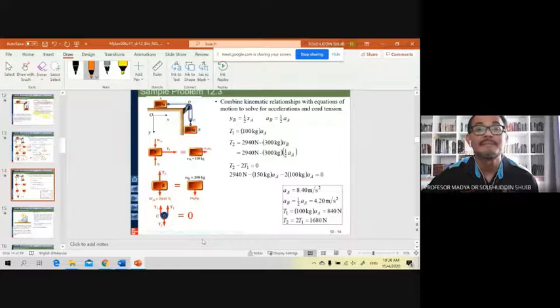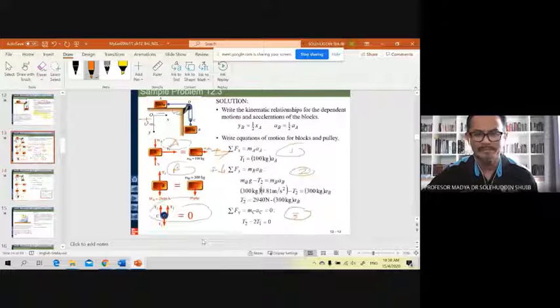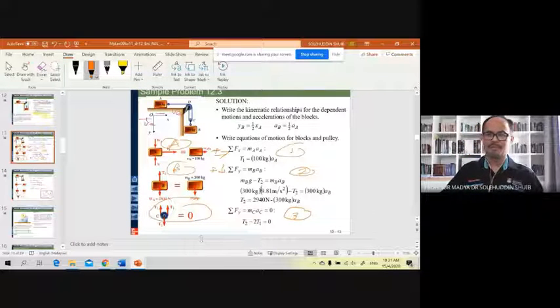These are the answers for this problem. I pause here. I would like to know if you have any questions. You can write in the comment section, in the chat section.